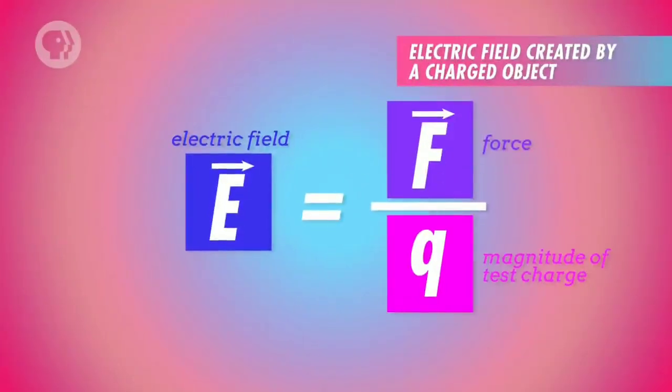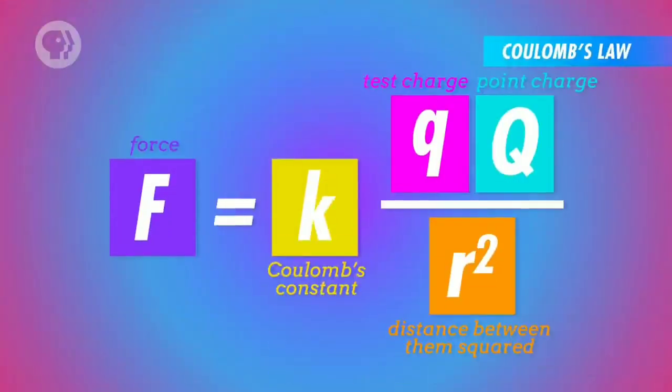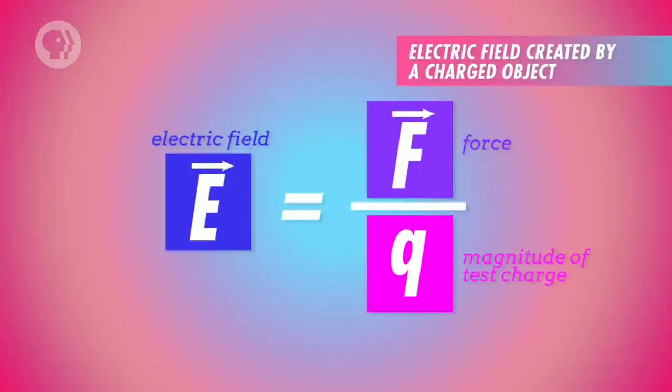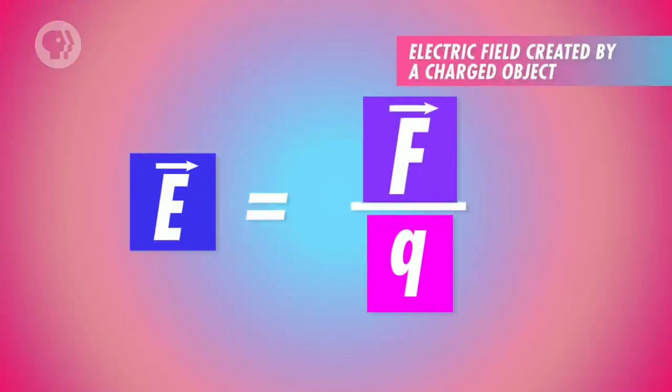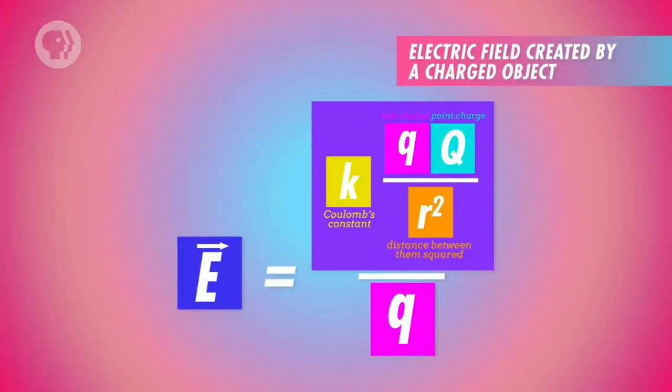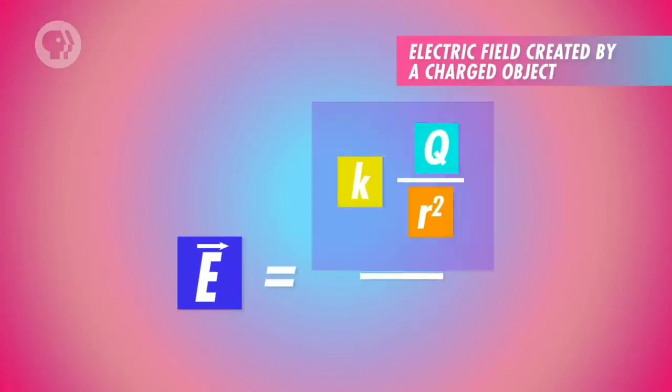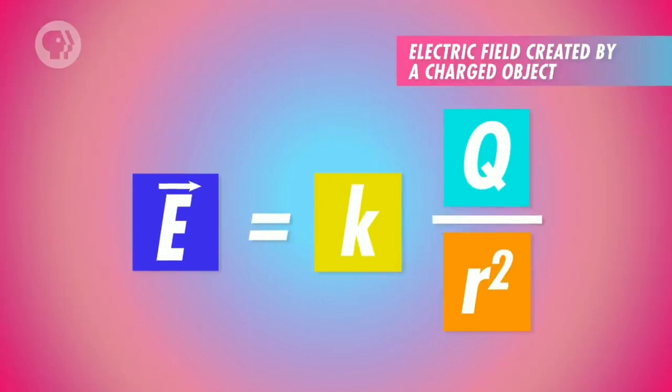Now, when we express the equation, the electric field created by a charged object is the electric force between the object and the test charge divided by the magnitude of the test charge. To find F, you just have to use Coulomb's law, and you only need to know the value for big Q, the point charge. In fact, you can plug the equation for Coulomb's law into this equation in place of capital F. And if we do, you'll see the magnitude of the test charge cancels out and we're left with an expression that relies solely on big Q.